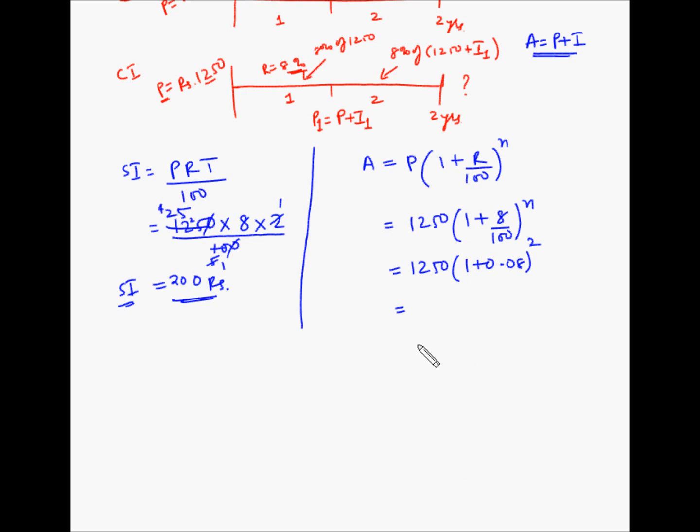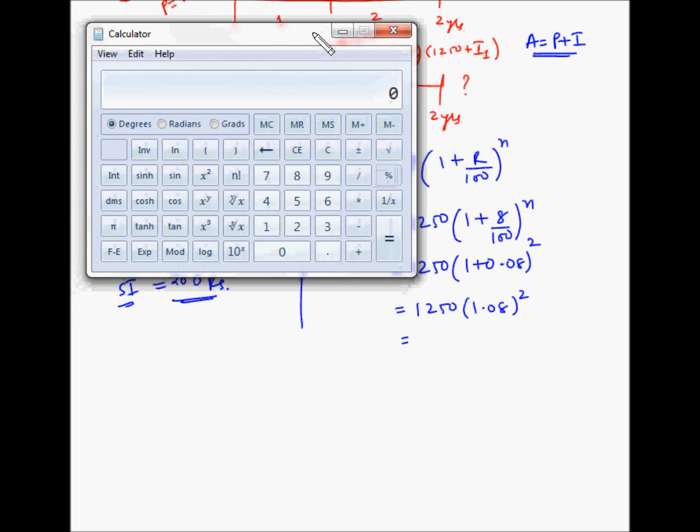So this is equal to 1250 into bracket 1.08 square. So let me put my calculator here. So 1.08 square multiplied by 1250 is 1458. So this is equal to 1458. Now this is the amount.